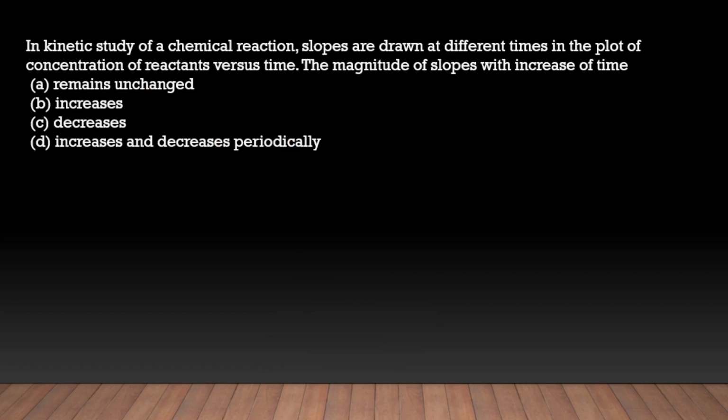Next one is this question. In the kinetic study of a chemical reaction, the slopes are drawn at different times in the plots of the concentration of reactants versus the time. The magnitude of the slope with the increase of time, how is that going to change? So for any reaction that is A to P taking place with the due course of time, the concentration of A decreases with the time.